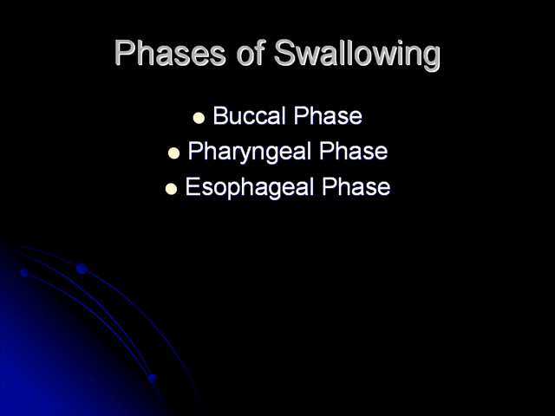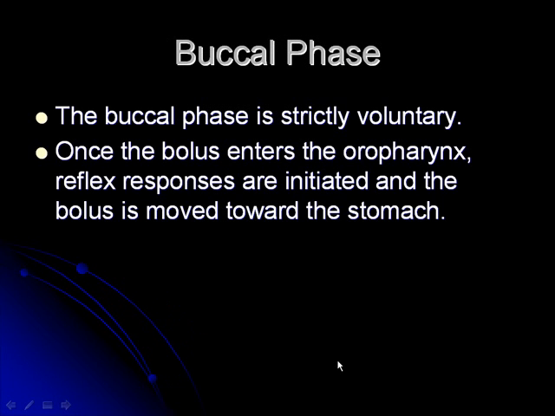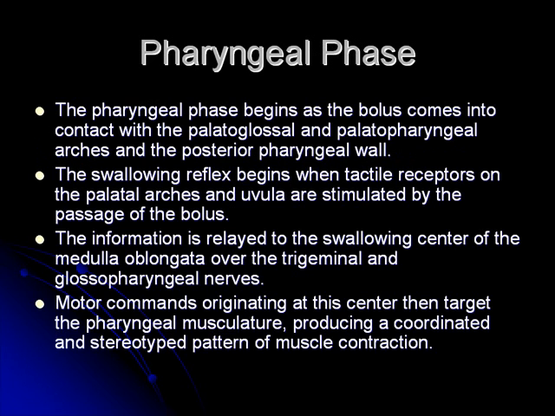The phases of swallowing. There are 3 phases of swallowing: a buccal phase, a pharyngeal phase, and an esophageal phase. The phases of swallowing are illustrated in your textbook, which delineates the positioning of the food bolus in the buccal phase, the pharyngeal phase, and then the esophageal phase. The buccal phase is strictly voluntary. Once the bolus enters the oropharynx, reflex responses are initiated and the bolus is moved toward the stomach.